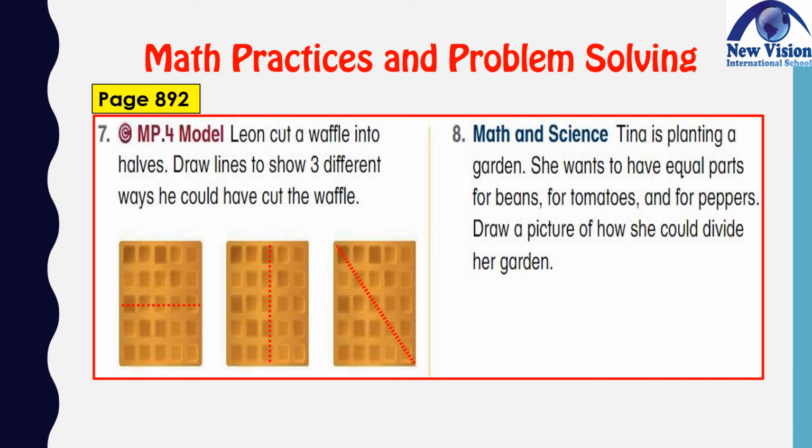Number 8. Tina is planting a garden. She wants to have equal parts for beans, tomatoes, and peppers. Draw a picture of how she could divide her garden. Sample answer.